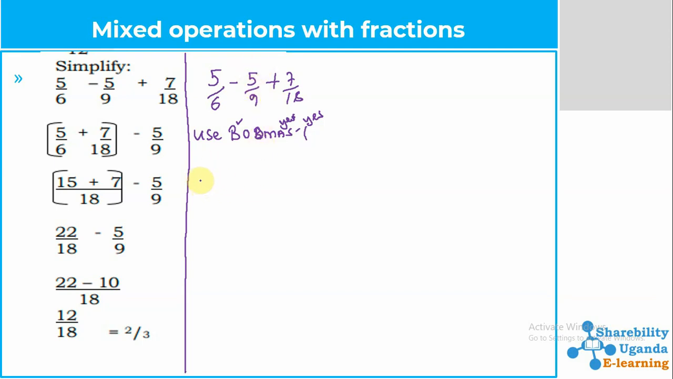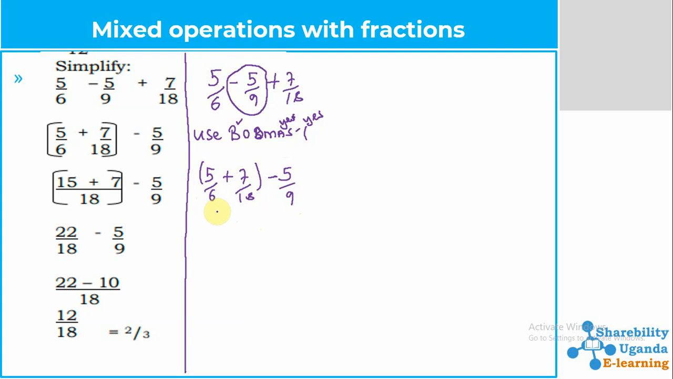So how do we arrange them? Since we have our values here, we have 5 out of 6 minus 5 out of 9. We shall first take this value of ours, which requires subtraction, aside, then we first add these ones. So this is going to be our 5 out of 6, then we add it to 7 out of 18. After solving this, then we shall be able to subtract our value.